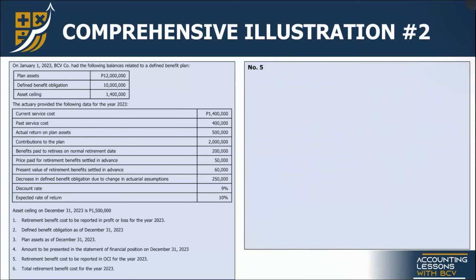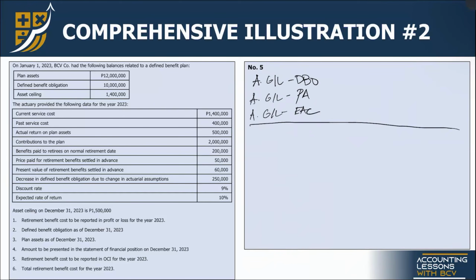Sige. Sa number 5 kasi, tinatanong tayo ng retirement benefit cost to be reported in other comprehensive income for the year 2023. Okay? So, pag ganyan, nandito lahat ng mga actuarial gains and losses na nasa DBO, actuarial gain and losses na nasa plan assets, pati na din yung nasa effect on asset ceiling. Okay? Sige. So sa DBO muna tayo. Since there is a decrease in DBO due to change in actuarial assumptions, meron siyang what? Gain or loss? Gain. So negative siya.